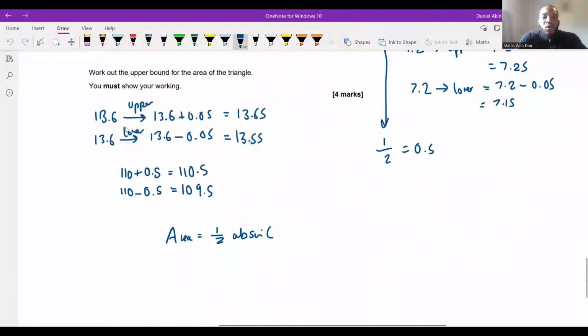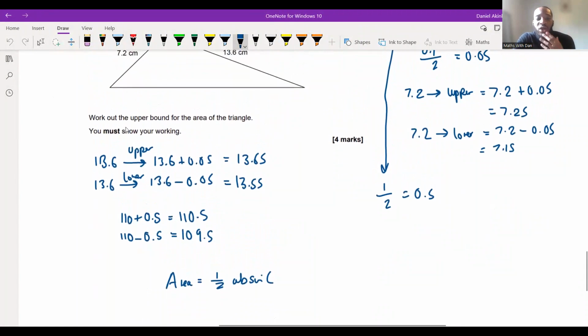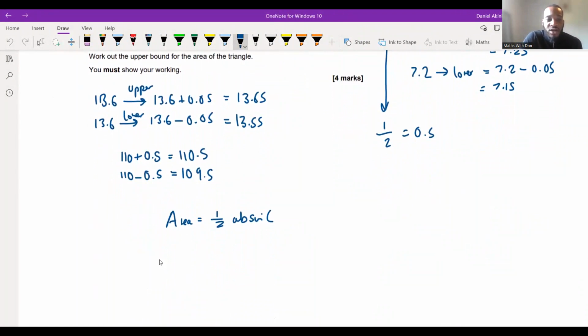Right now, we know that we're looking for the upper bound of the area. So I'm going to write area upper. Whoops, that is not how you spell area. Area upper. Now, how do I do this? Well, I have a product here. I have a half times A times B times sine of C, don't I?